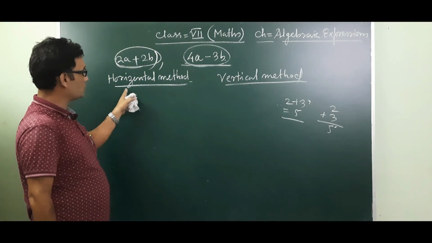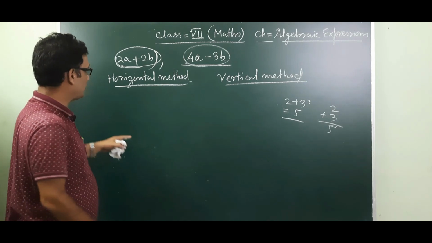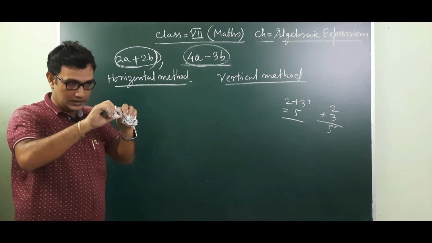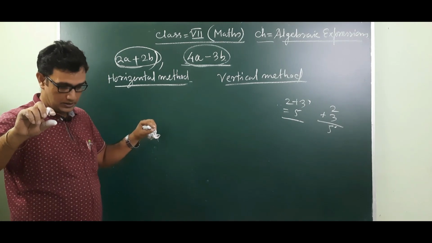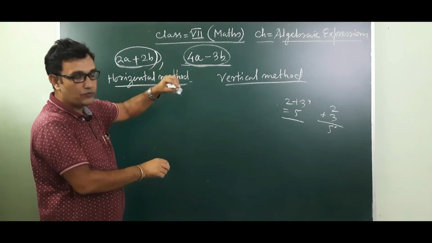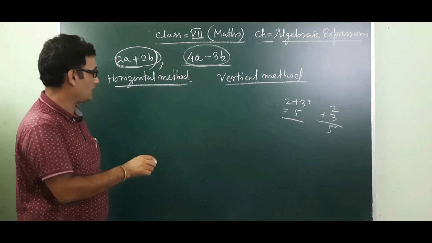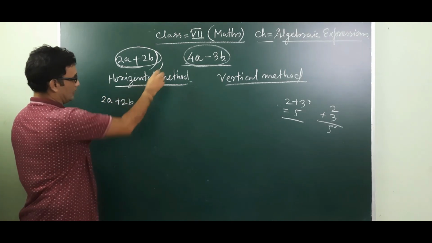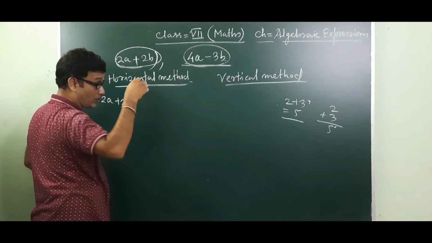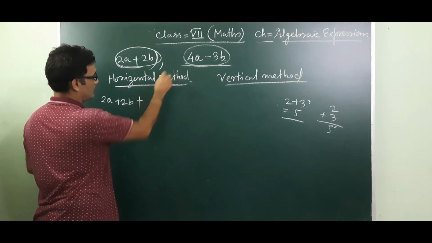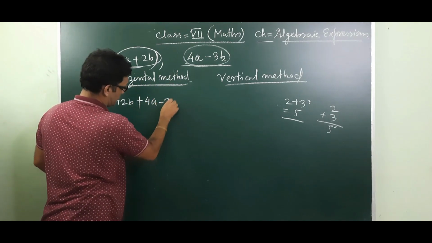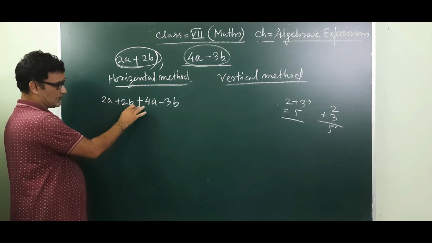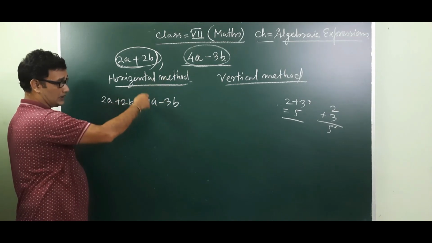So first I'll teach you the horizontal method. Horizontal method means when you are going to add, if you get to solve in one line, then that is called horizontal, and if you write one after another vertically, that method is called the vertical method. Now the first one, 2a plus 2b. Then since our aim is we are going to add, so we'll write here plus 4a minus 3b. Then plus after plus you will write the second algebraic expression.